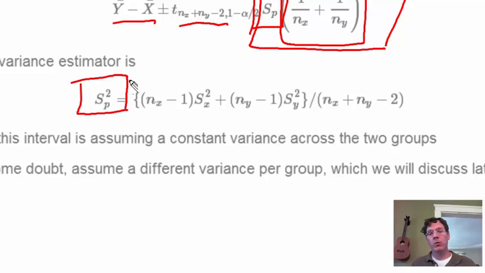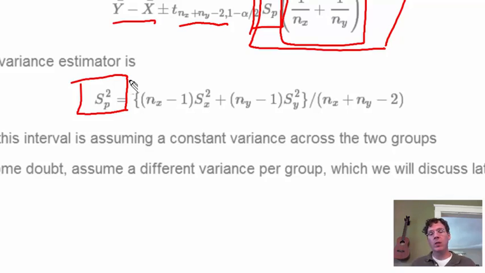If we're willing to assume that the variance is the same in the two groups, which would be reasonable if we had performed randomization, then our estimate of the variance should at some level be an average of the variance estimate from group 1 and the variance estimate from group 2.